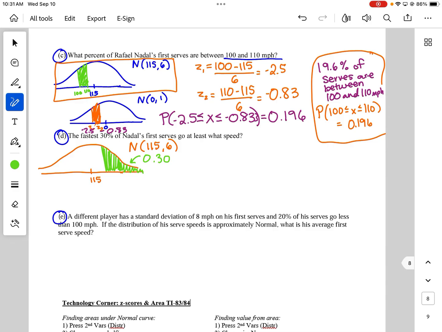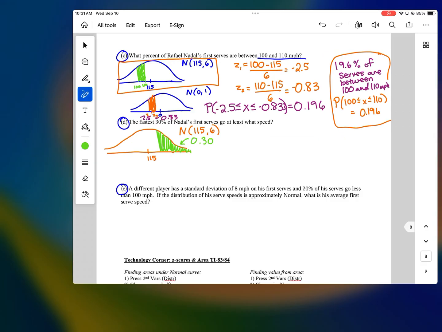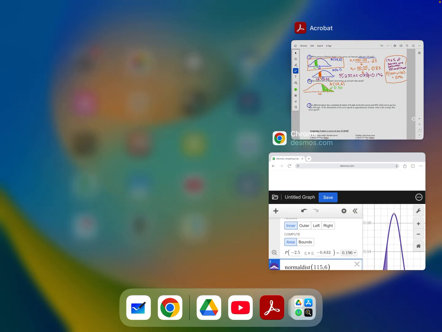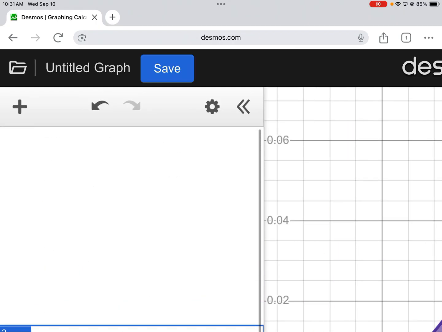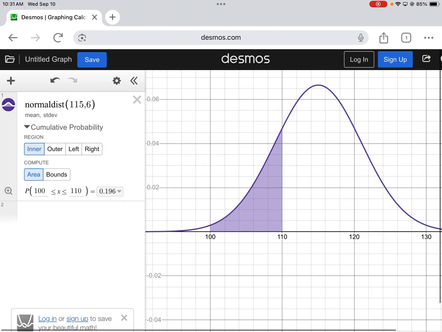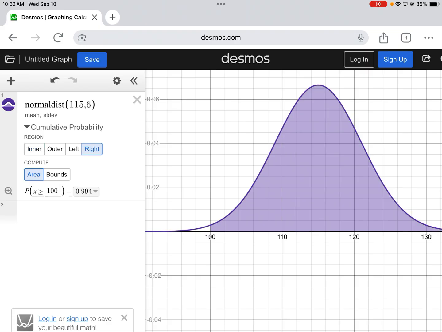Okay, so when we did this in the calculator, we did inverse norm. And we had to change it to Z, which actually with the calculator, you don't have to change them to Z-scores. You can input them in as your mean and your standard deviation also. So we're going to go back here. I am going to get rid of that one and only have, hopefully this is the same one you have. Okay, so this was from the last problem. We want it on the right side.